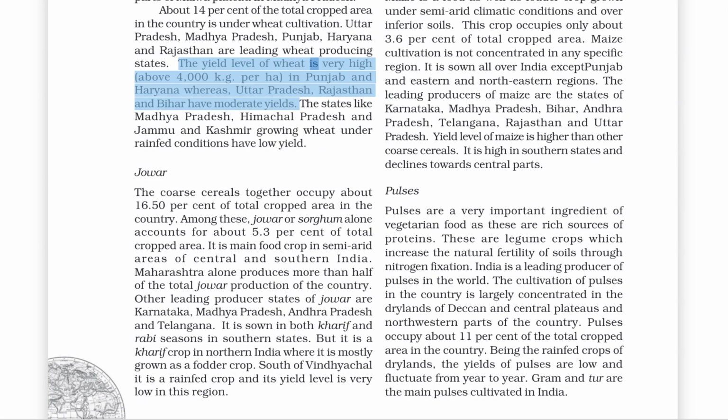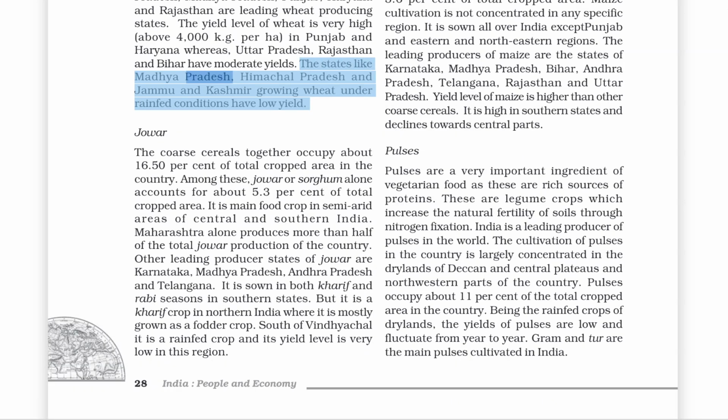The yield level of wheat is very high, above 4,000 kg per ha, in Punjab and Haryana, whereas Uttar Pradesh, Rajasthan, and Bihar have moderate yields. The states like Madhya Pradesh, Himachal Pradesh and Jammu and Kashmir growing wheat under rain-fed conditions have low yield.